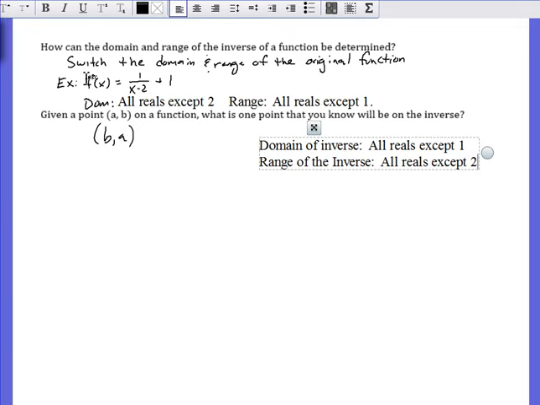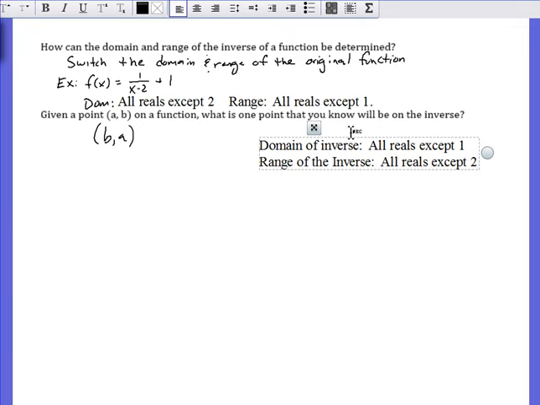The inverse of this function, and I'll let you come up with that algebraically, would be 1 over x minus 1 plus 2. You probably want to double check that, make sure you know how to actually come up with the inverse of this function.